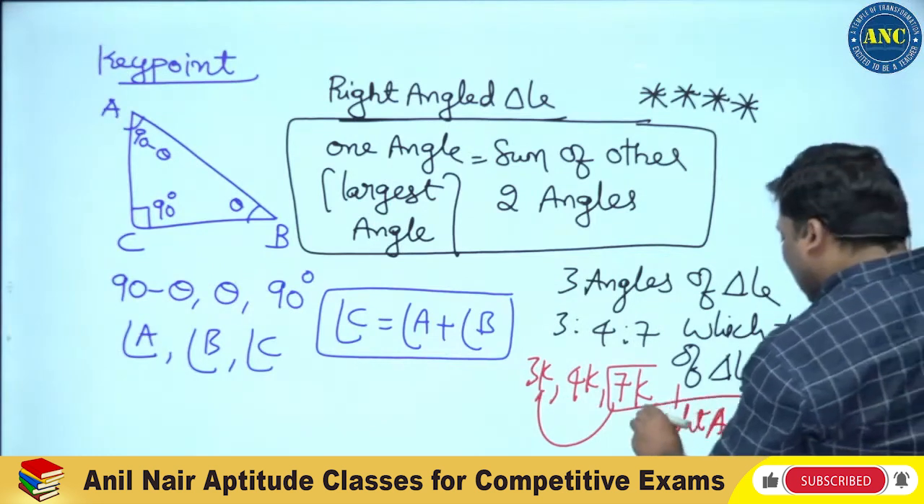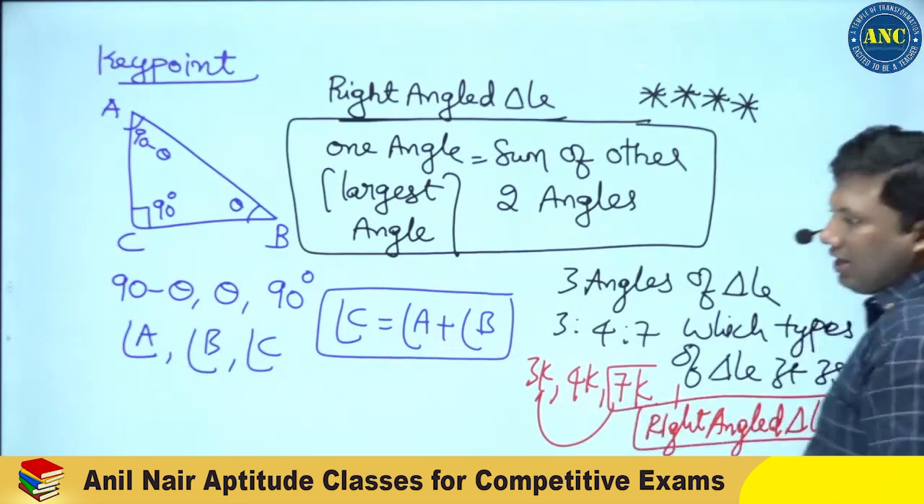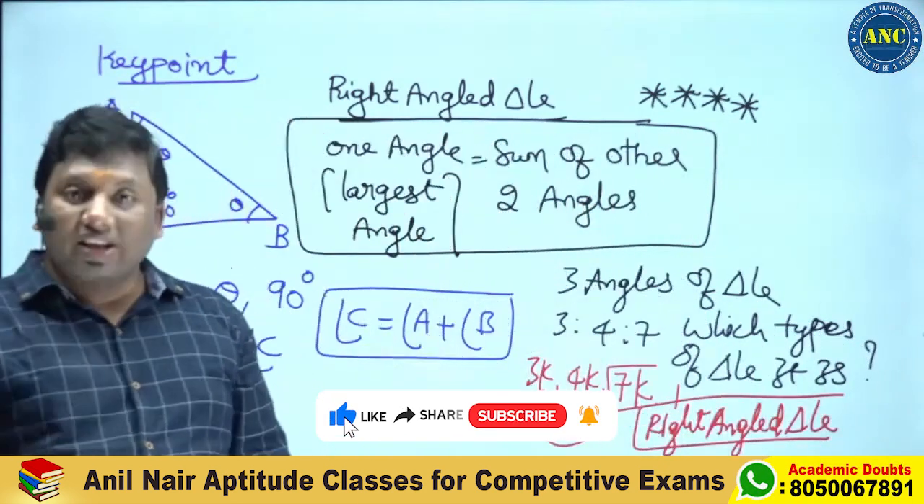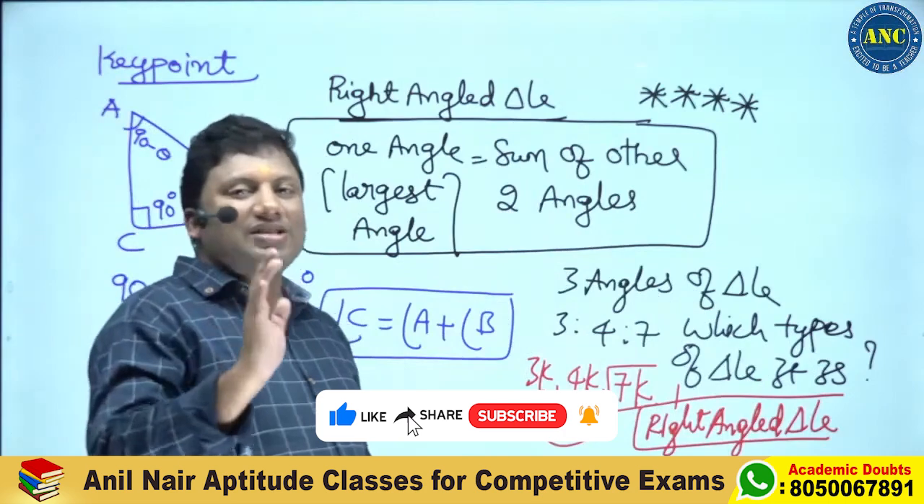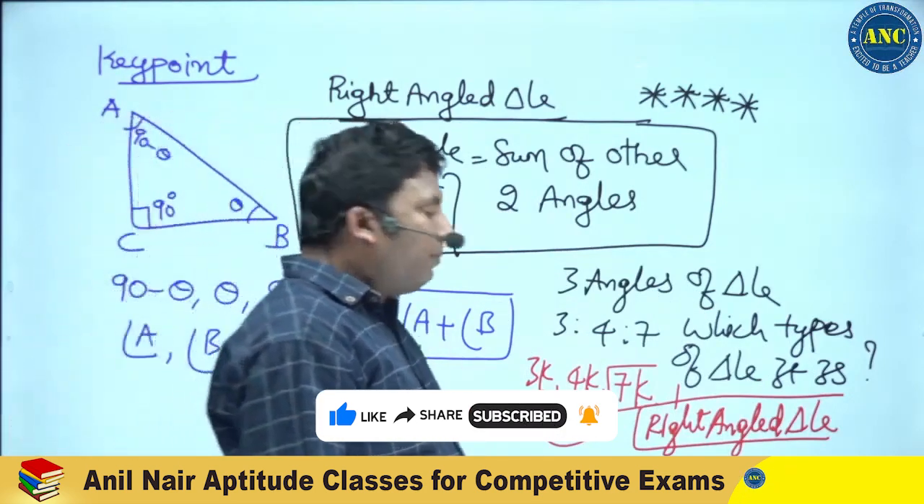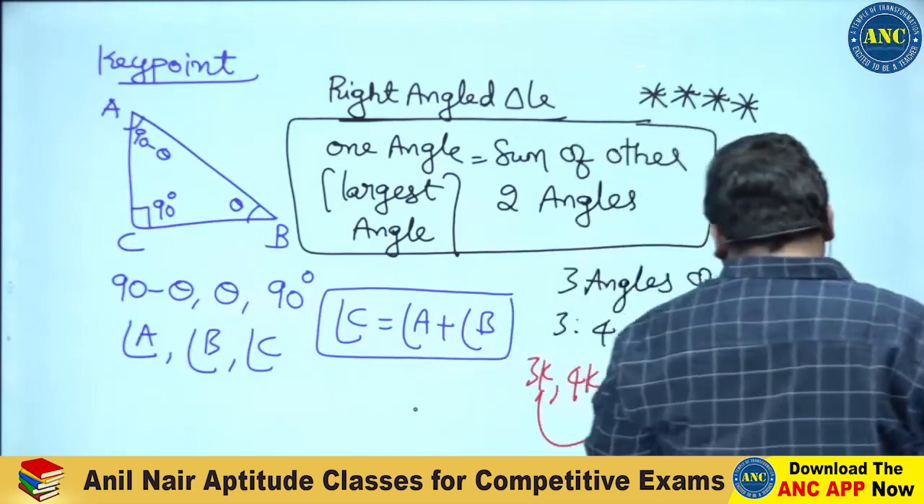I hope the concept is very, very clear to you. If one angle is equivalent to the sum of the other two angles, then the triangle is called a right angled triangle. This is another very, very important property, with an example.